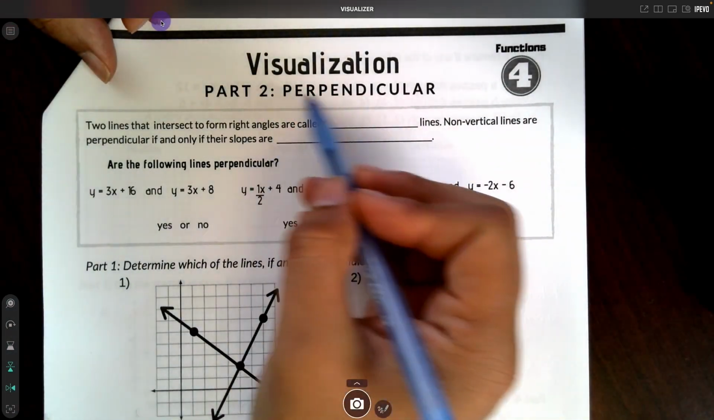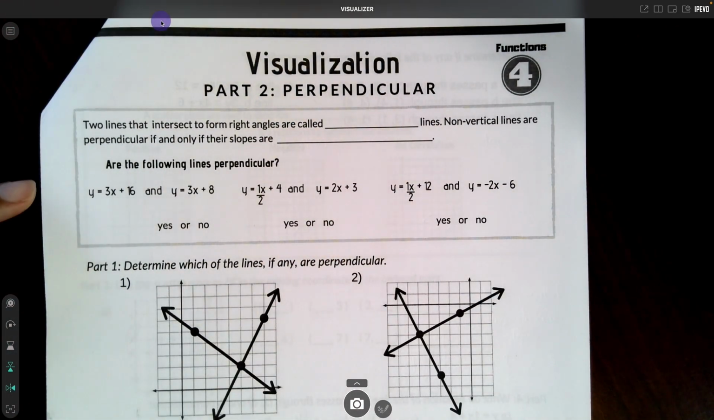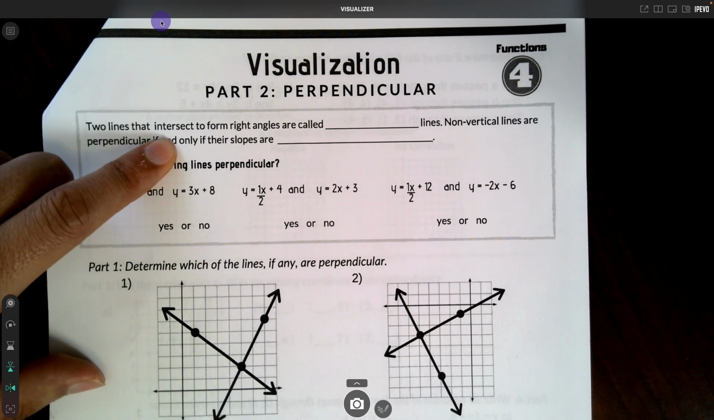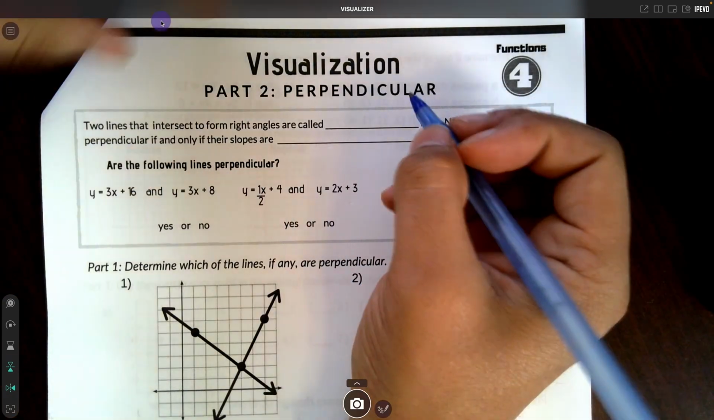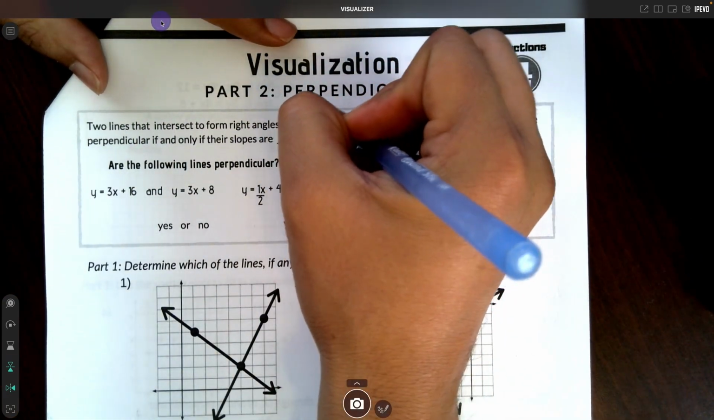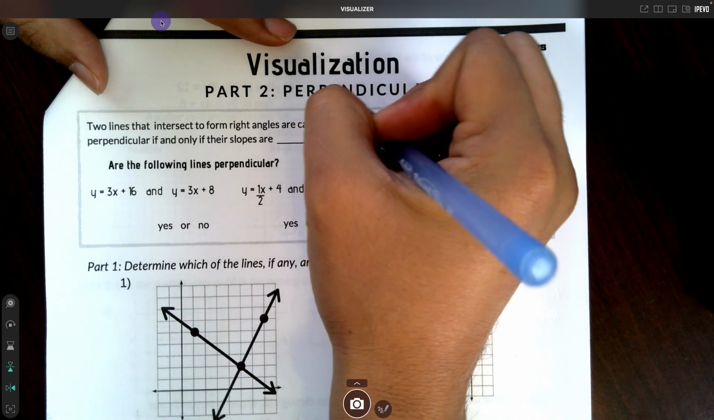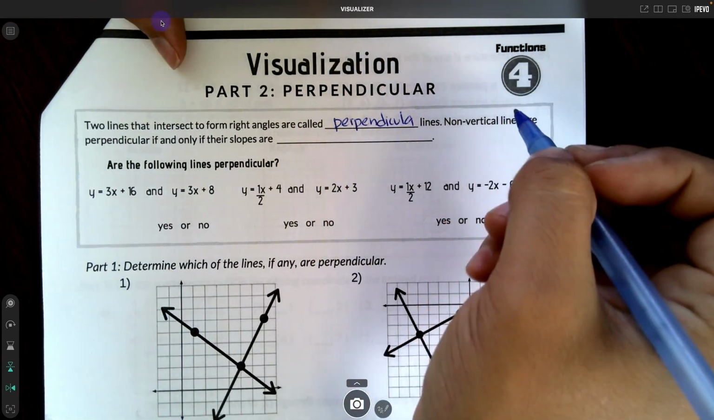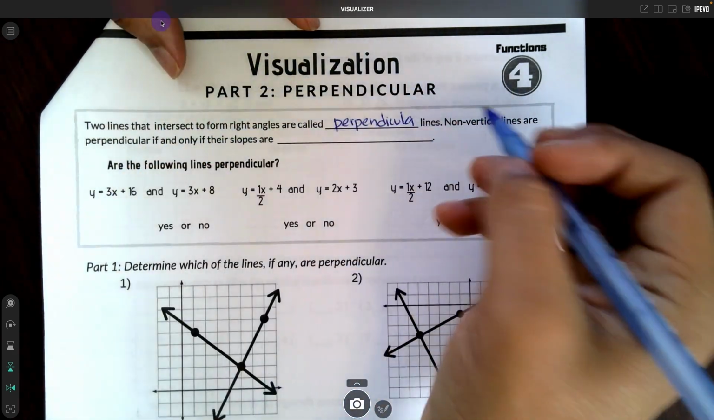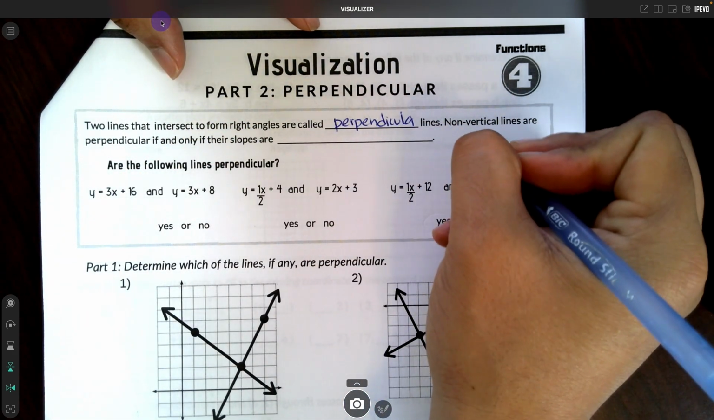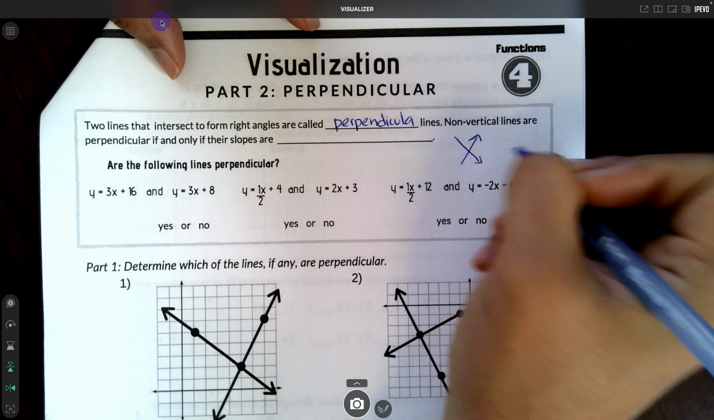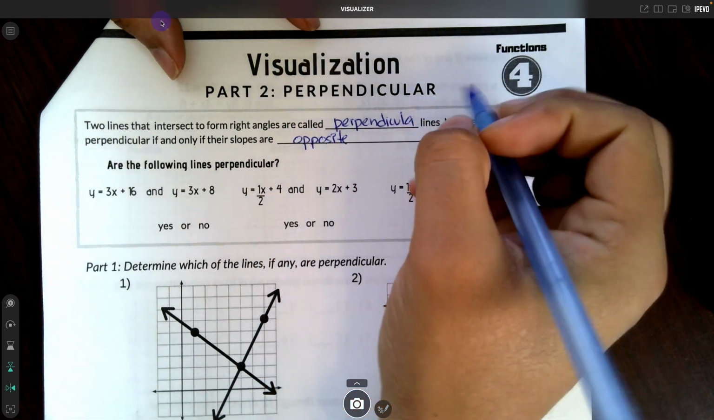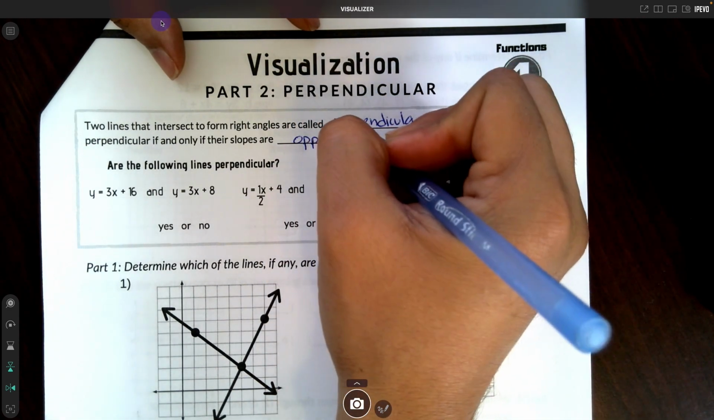So now we're doing part 2, perpendicular. And perpendicular lines intersect to form right angles that are called, I guess I already gave you guys the answer, perpendicular. And these are non-vertical lines that have opposite slopes. So essentially one's going up, other one's going down. It's got to make a perfect X. And it's not just opposite slopes, but we call these the inverse.